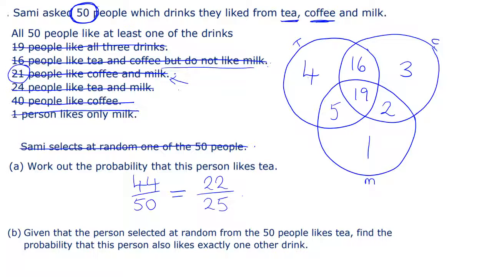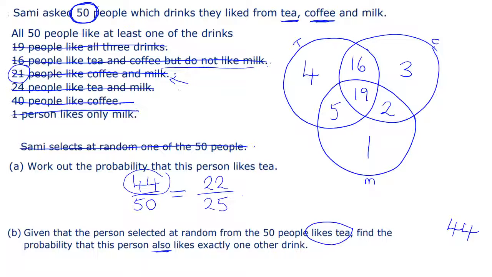And then last part, given the person selected at random likes tea, so we already know that they like tea, and we've just said that that was 44 people. I'm just going to keep that there. We want the probability that this person also likes exactly one other drink.